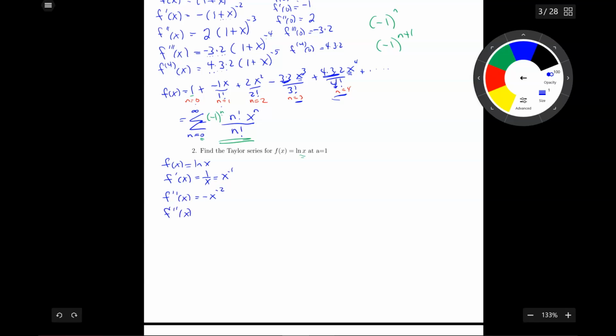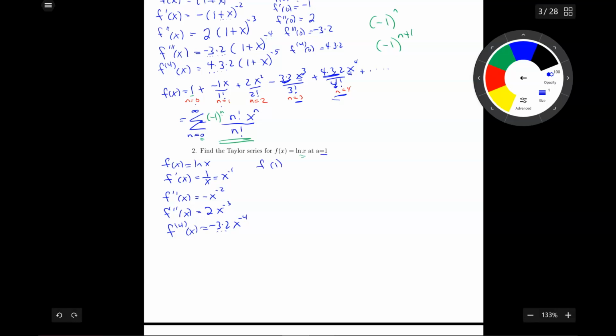Third derivative is positive 2x to the negative 3. Remember to get rid of the negative signs, right? The negative times the negative is a positive. And then this is a negative 3 times 2. So don't multiply the numbers together, but eliminate the negative signs.